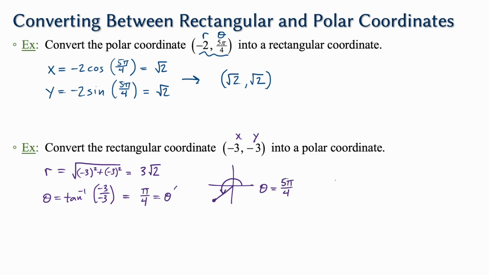So when I put this together as an ordered pair, that means that this rectangular ordered pair, negative 3, negative 3, in polar, is going to be 3 radical 2, 5 pi over 4.